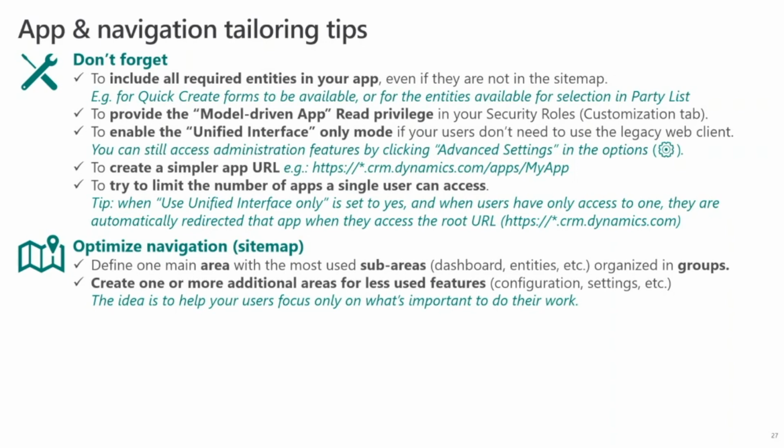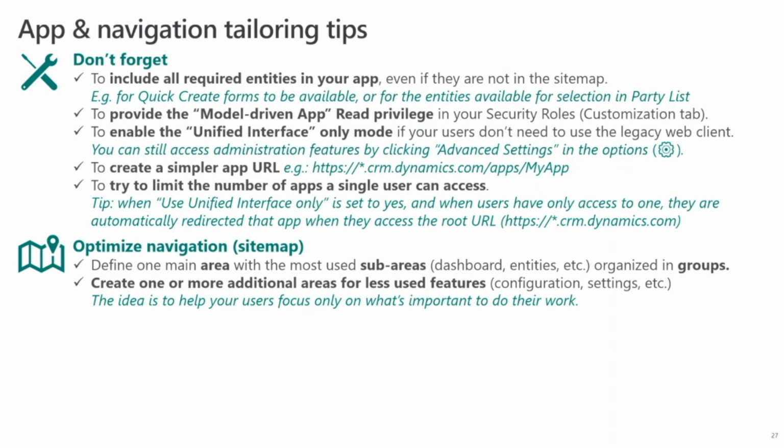It's important to optimize navigation, so the sitemap. We advise you to define only one main area in your navigation with the most used sub areas. So these are dashboards, entities, etc., organized in groups. Make it easy. The first page of an app must really have the most used business processes and business entities that your users use.